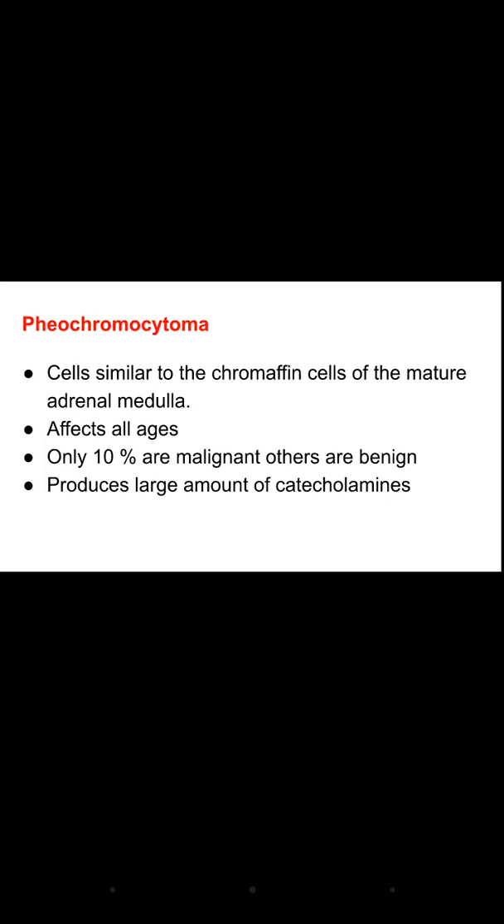Now pheochromocytoma, it is the tumor which affects the adrenal medulla, and as you all know, adrenal medulla has the chromaffin cells. These chromaffin cells secrete the catecholamines, right? These catecholamines are norepinephrine and epinephrine. So pheochromocytoma affects the cells of the adrenal medulla. It affects all ages, and only 10% of these are malignant, while the others are benign, and they produce a large amount of catecholamines, right?